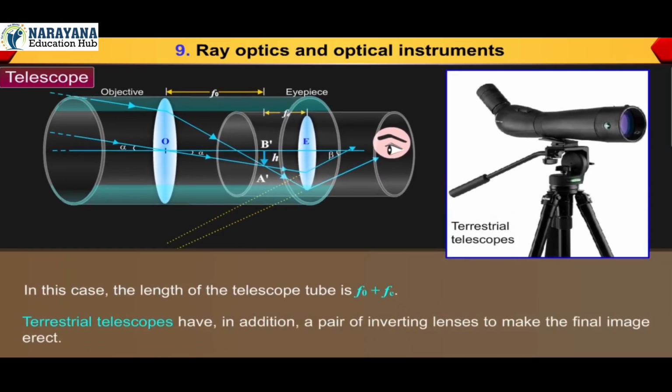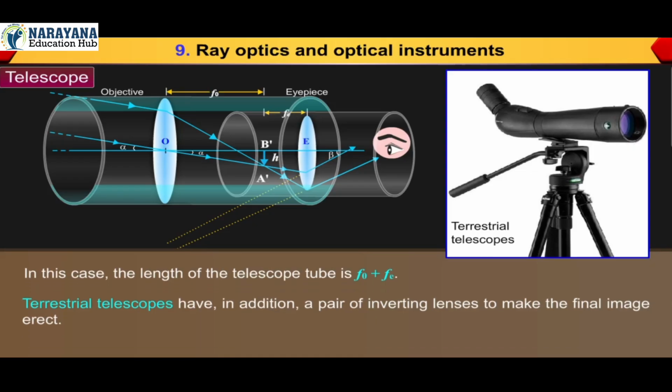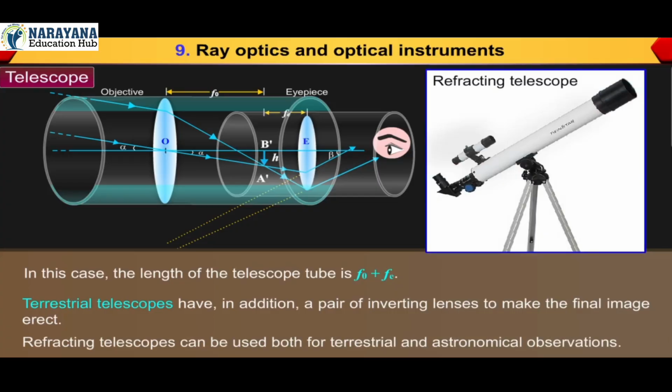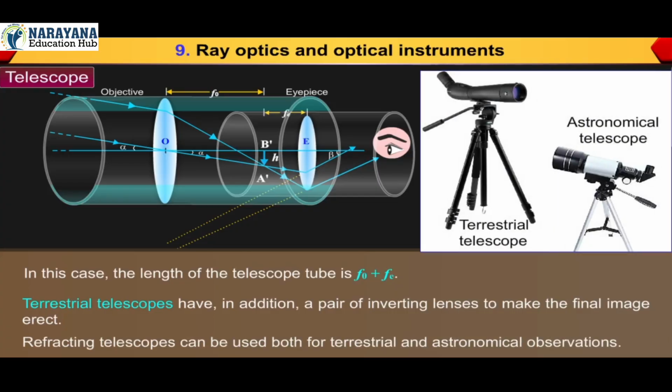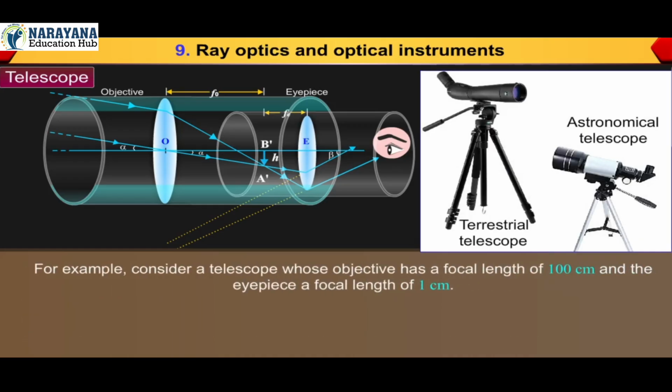Terrestrial telescopes have, in addition, a pair of inverting lenses to make the final image erect. Refracting telescopes can be used both for terrestrial and astronomical observations. For example, consider a telescope whose objective has a focal length of 100 cm and the eyepiece a focal length of 1 cm. The magnifying power of this telescope is M equal to 100 upon 1, which is equal to 100.